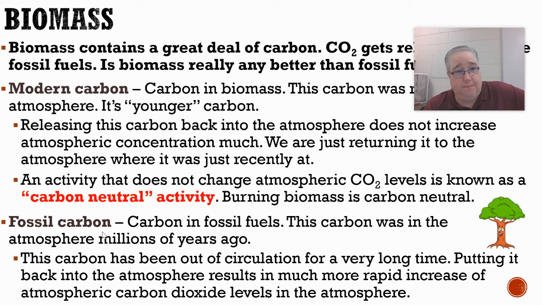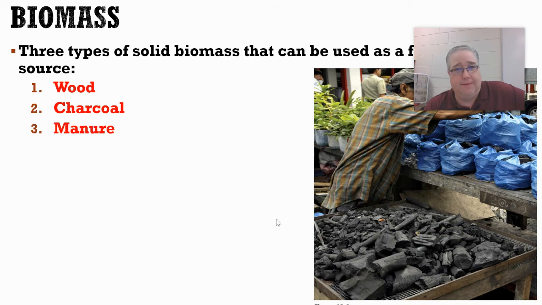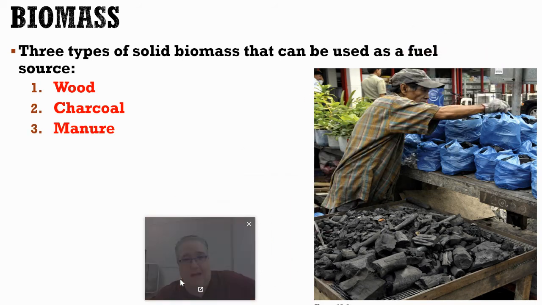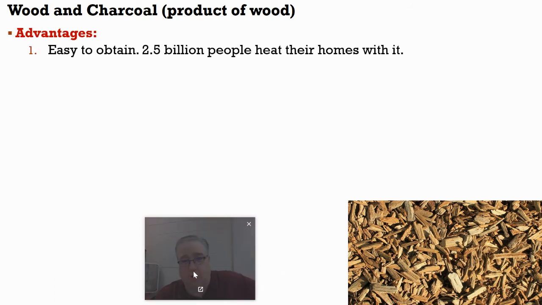All right. So, two things here. One, make sure we know the difference between modern and fossil carbon and know what the term carbon neutral means. Okay. Now, again, there's several different types of biomass. I want to take a look at three of these today that I think are the most common ones that are used. We'll start with wood and charcoal.